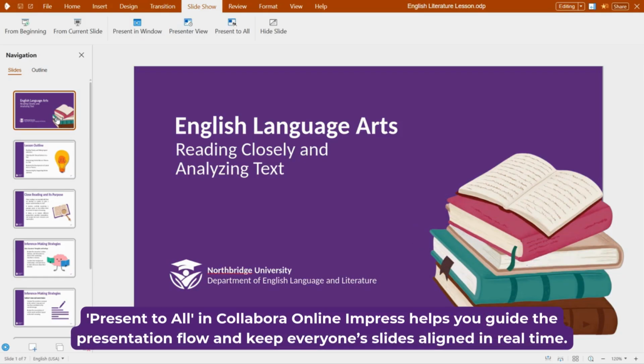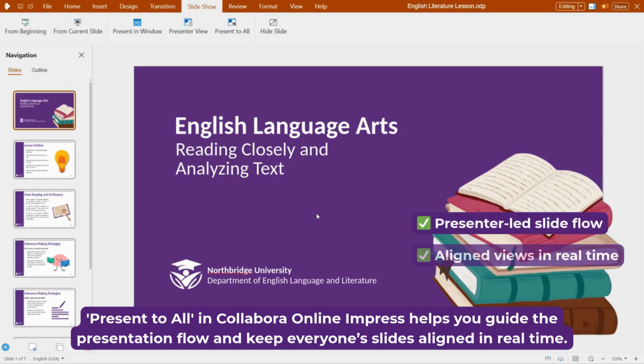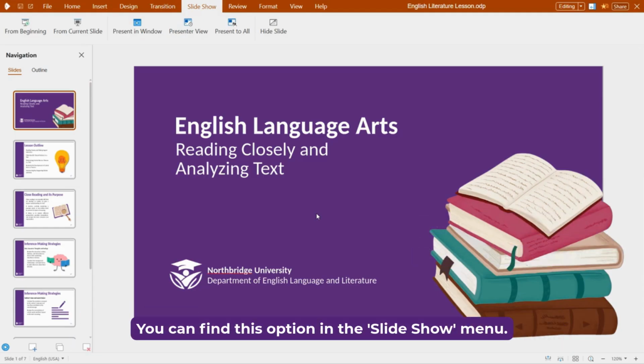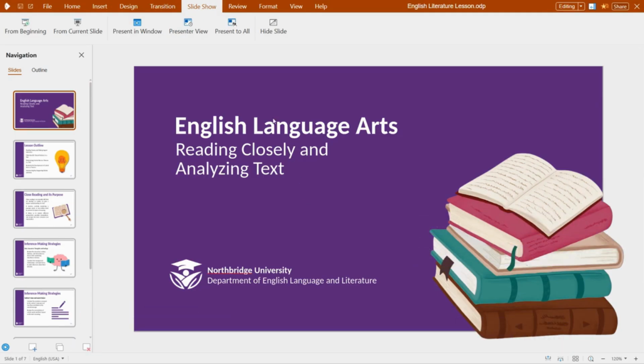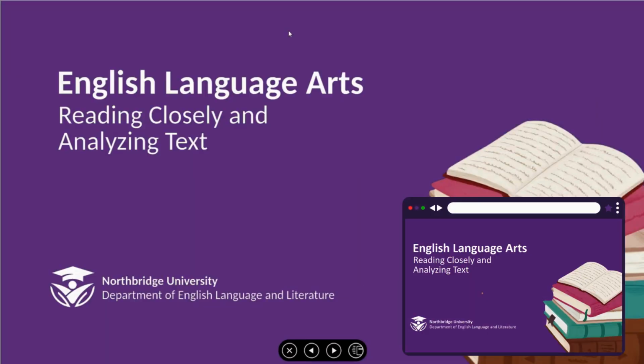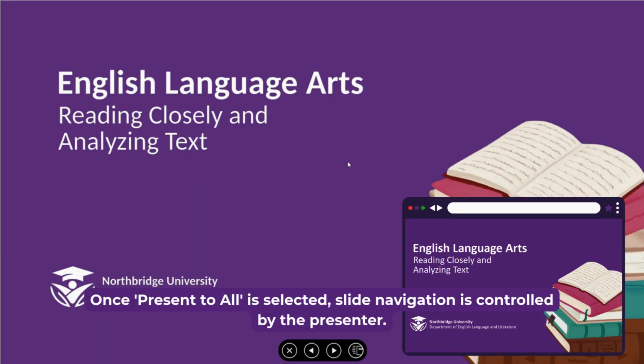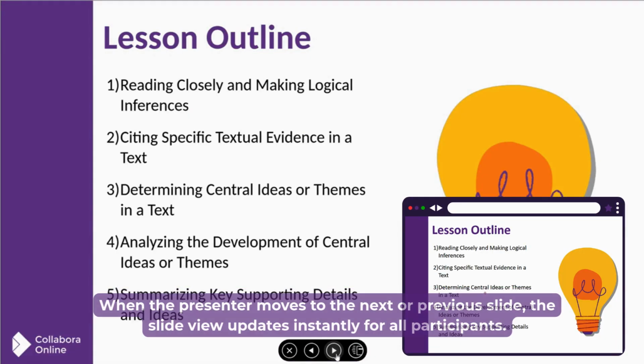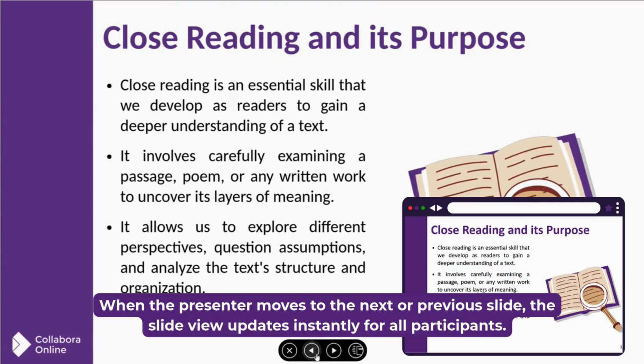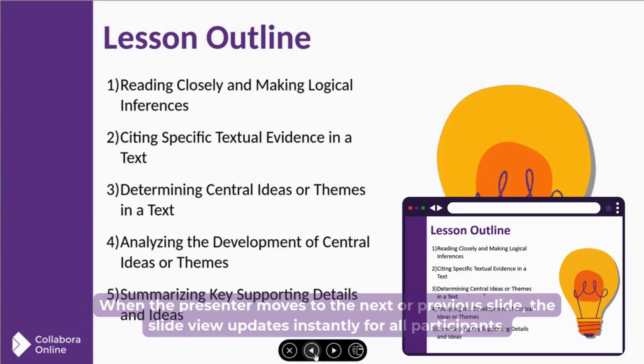Present to All in Collabora Online Impress helps you guide the presentation flow and keep everyone's slides aligned in real time. You can find this option in the slideshow menu. Once Present to All is selected, slide navigation is controlled by the presenter. When the presenter moves to the next or previous slide, the slide view updates instantly for all participants.